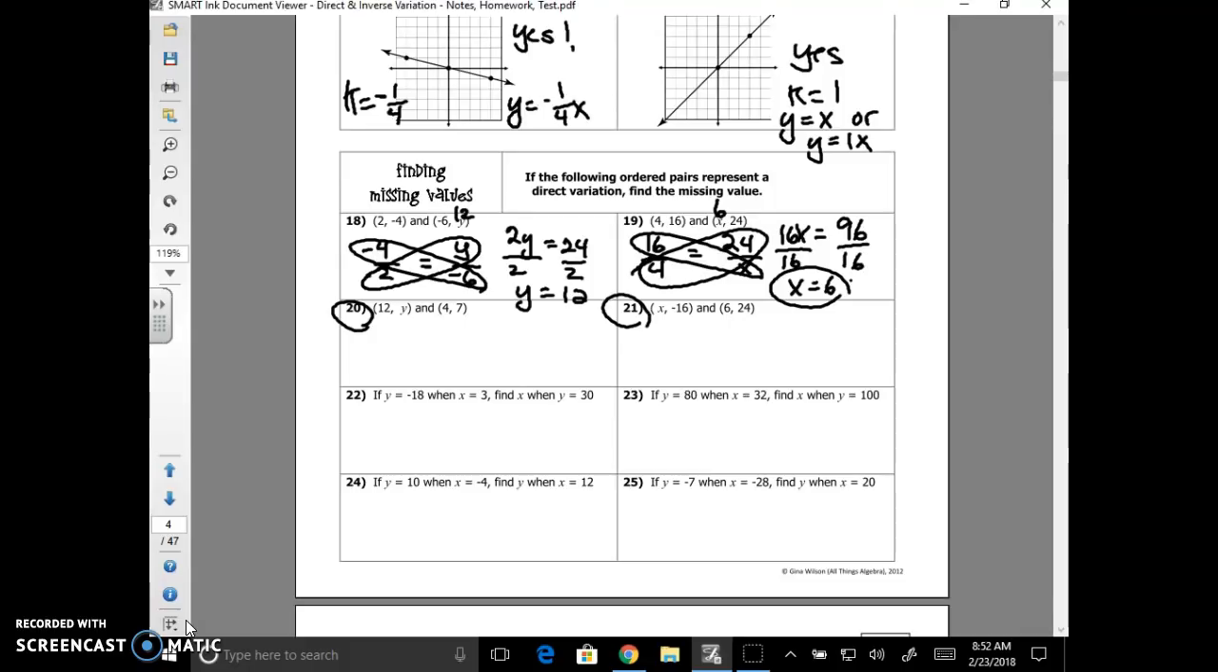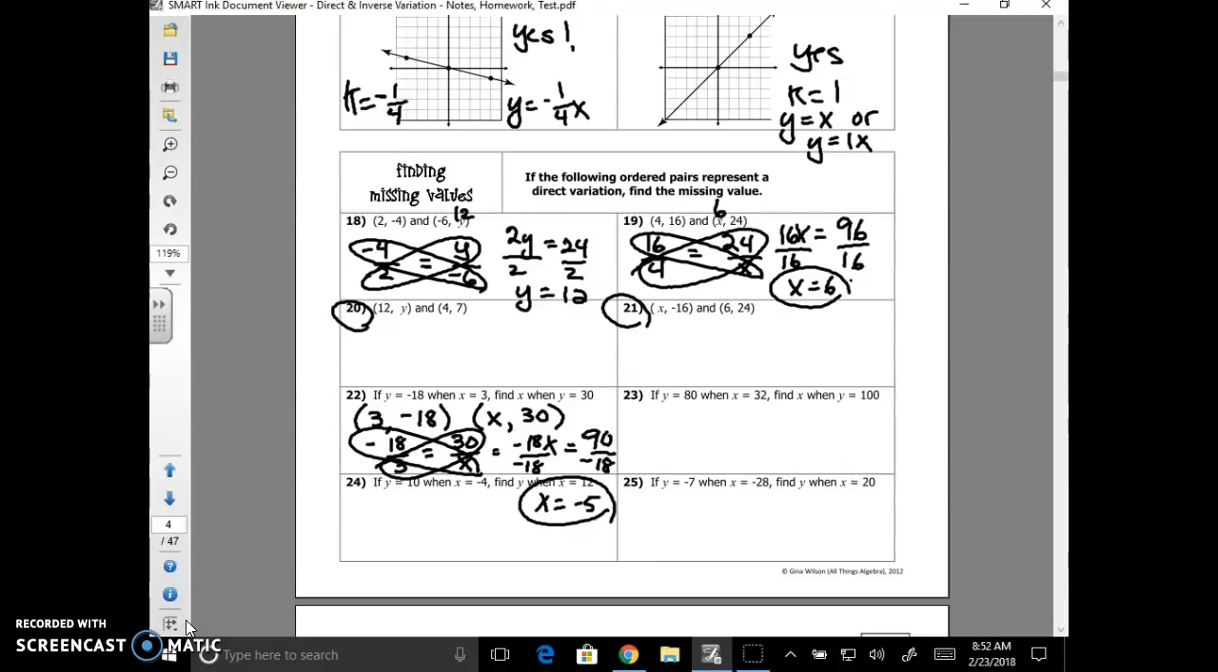Let's look at 22. It says, if y equals negative 18 when x equals 3, find x when y equals 30. So it says x is 3 and y is negative 18. And then it says find x when y is 30. Okay? So we're going to say negative 18 over 3 equals 30 over x. Let's cross multiply. Gives us negative 18x equals 90. And we're going to divide by negative 18. And x equals negative 5.